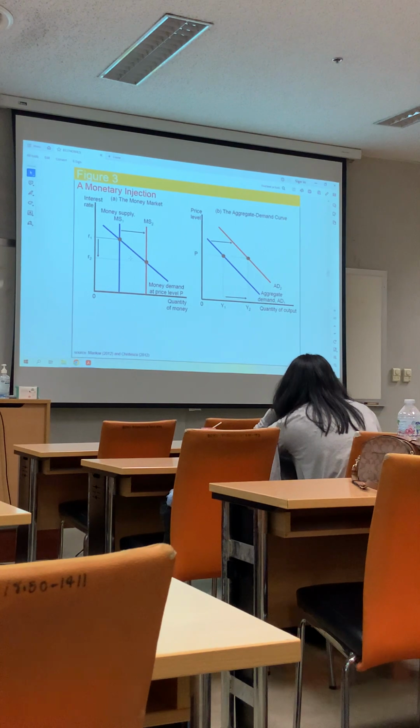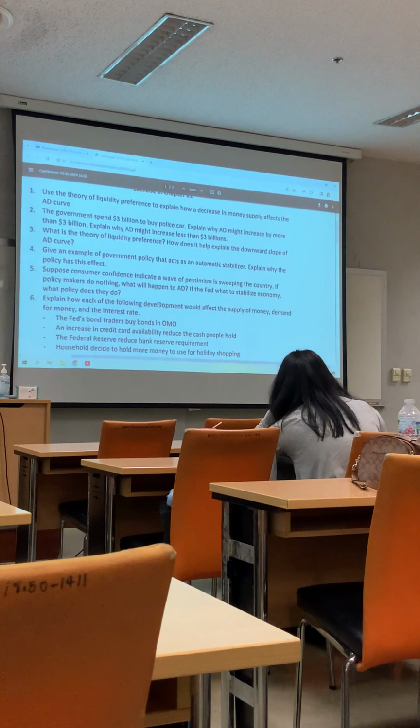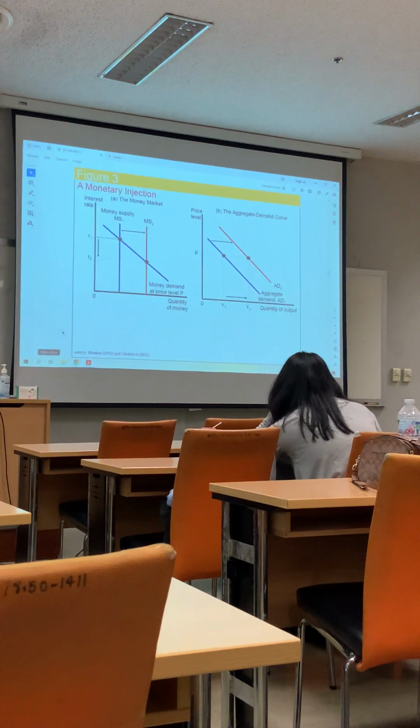So money supply shifts rightward, it is increased, and then what happened to AD? AD will shift right. So if they don't do anything, AD will shift left, right? But if they want to stabilize the economy, AD will shift rightward. And that is for this one. Because if the Fed wants to stabilize, they should increase money supply.